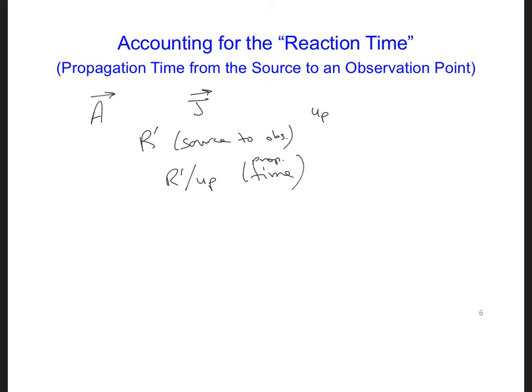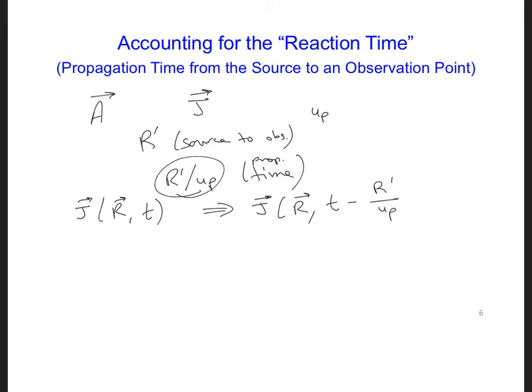In other words, the J that we want to use in the expression for A is not J of R vector that gives us a position and t, but rather we want to use J of R position, t minus R prime over up, which is from here. This gives us the proper time delay for the J that occurred earlier in time to influence our A.